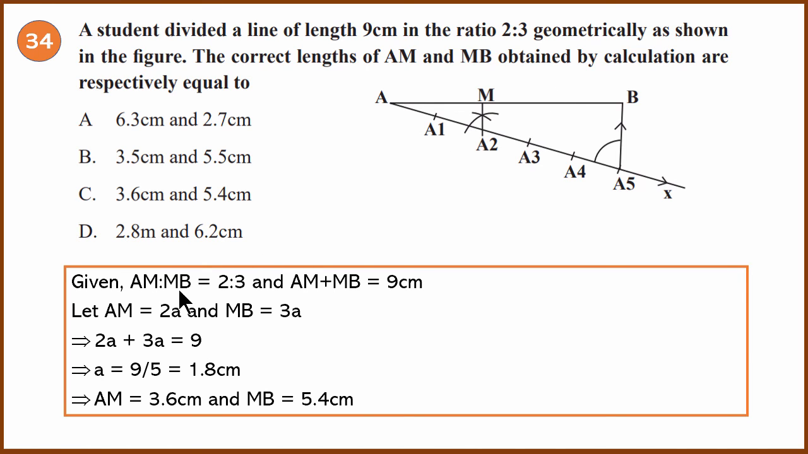So they have given that AM:BM is the 2:3 ratio. We also know that AM plus BM is 9 centimeter. To solve this kind of problem, we take AM as 2A and BM as 3A, because they are in 2:3 ratio. If you add them, it is equal to 9, which means A equals 9 divided by 5, because 3A plus 2A is 5A, and that is equal to 1.8 centimeter. Since AM is 2A, AM has to be 1.8 times 2, which is 3.6. BM is 1.8 times 3, which is 5.4 centimeter. The correct answer is C.